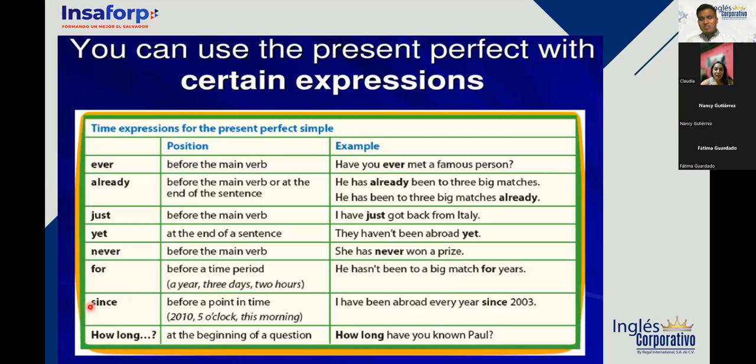So what's the difference between for and since? Sometimes we tend to confuse them, because when we use something like 2003, you might think, oh, but that's a time period, but actually it's not. Why? Because it's a point in time. What does it mean? It's something specific that happened at a point in time. It's nothing related to a time period. So that's why there we're going to use since. What's the meaning of since? Does any one of you know what's the meaning of that word?